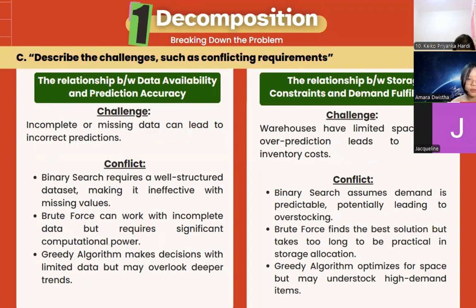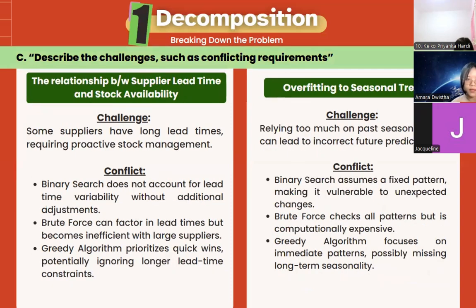the relationship between data availability and prediction accuracy, and then the relationship between storage constraints and demand fulfillment. Next one. And then the relationship between supply lead time and stock availability. And then the overfitting to seasonal trends. As you can see, all of these concepts lead to 3 different categories, which are the binary search, brute force, and greedy algorithm. Next.